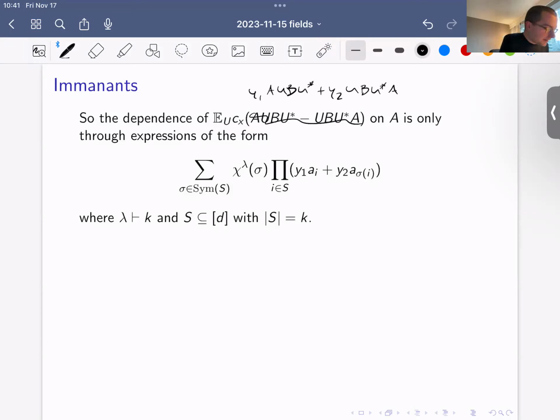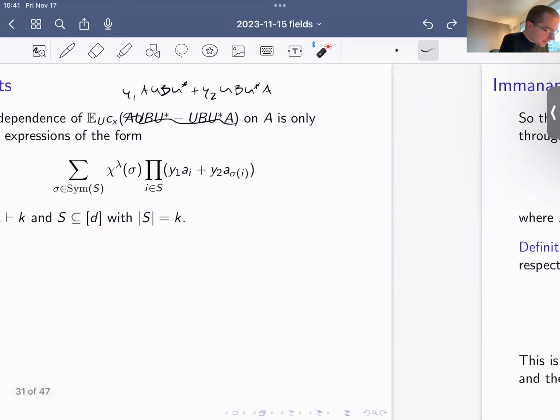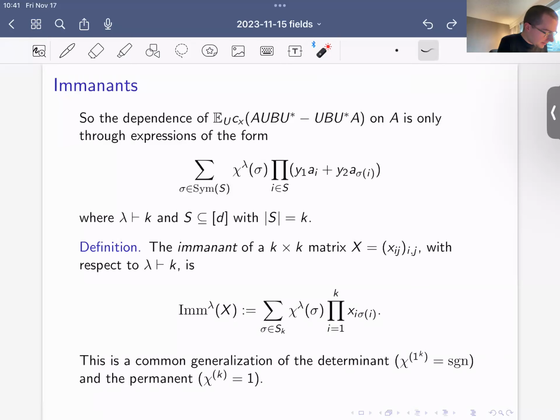I mean, this is also true, but we want to work with this for now. Right, so the dependence of this expected characteristic polynomial on A is only through expressions that look like this. So it's a sum over some permutations, with values of a character of S_k, and then this determinant-like product of entries. And so this kind of thing has a name. It's called an immanant of this matrix.